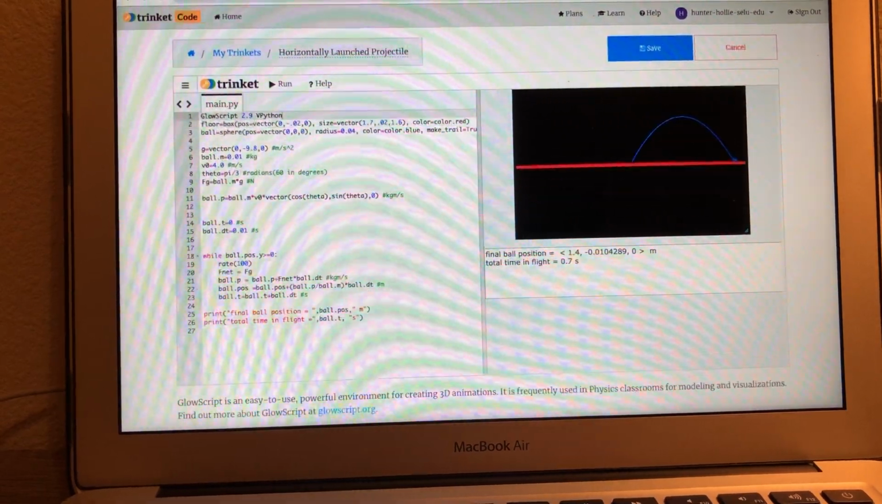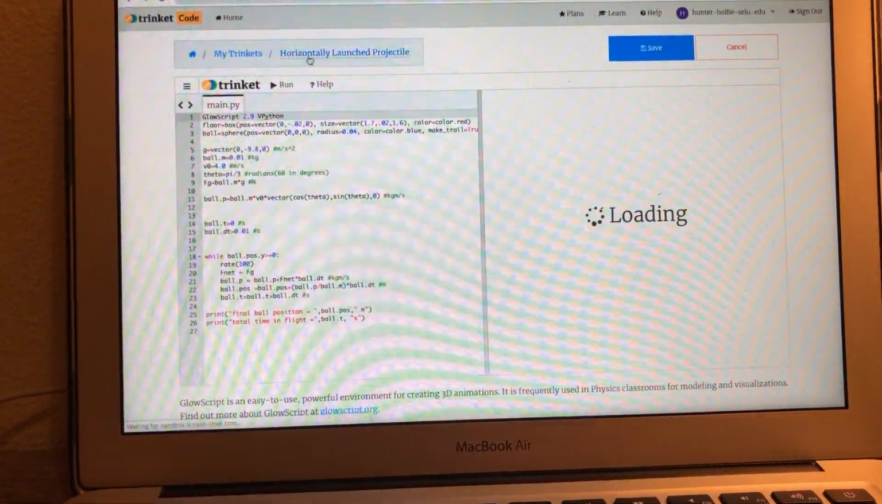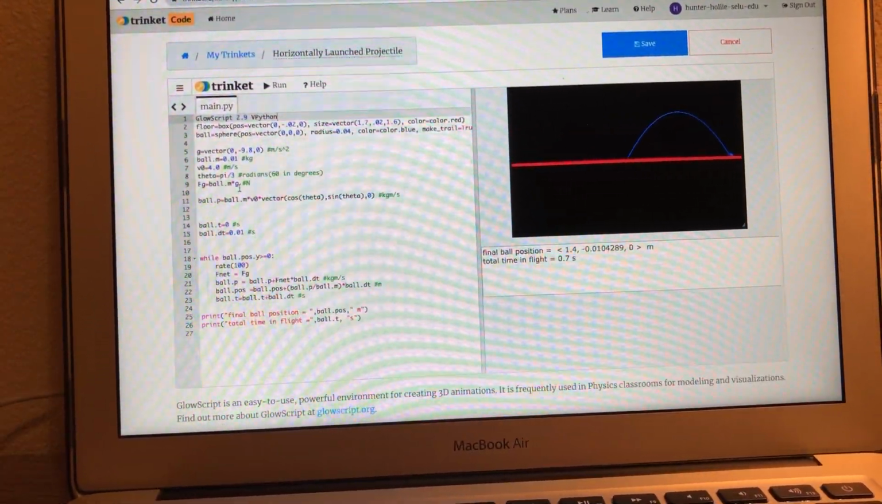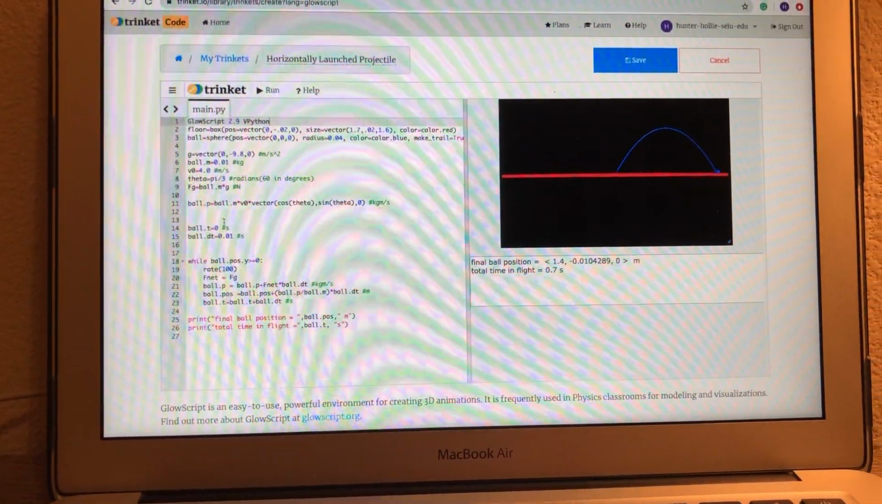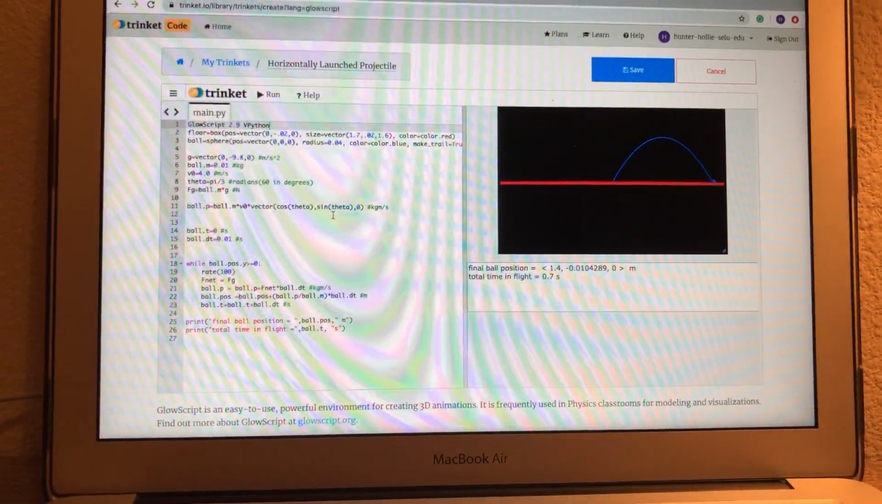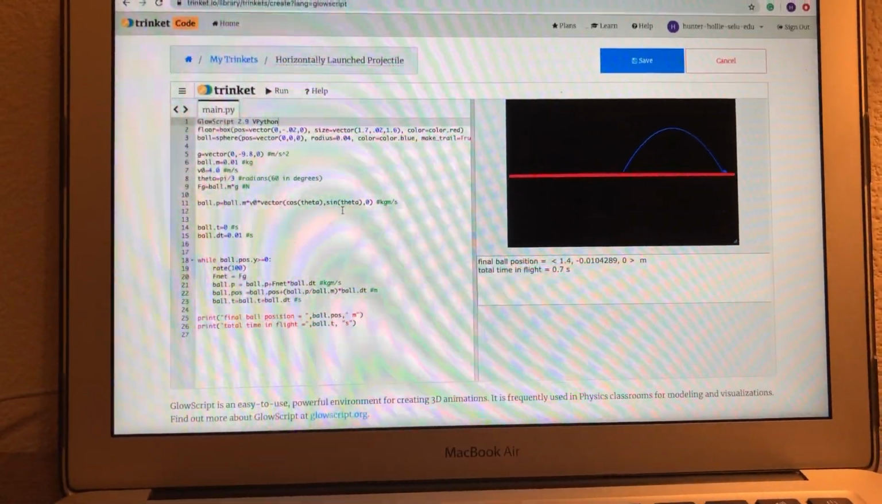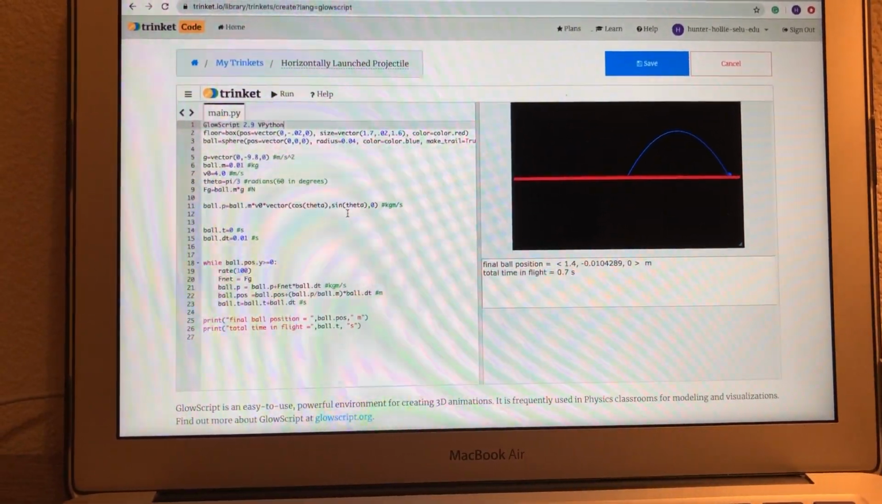So next, this program is the same thing, just without any air resistance forces, and the ball will go further and it will take more time. It will be in the air for a longer flight.